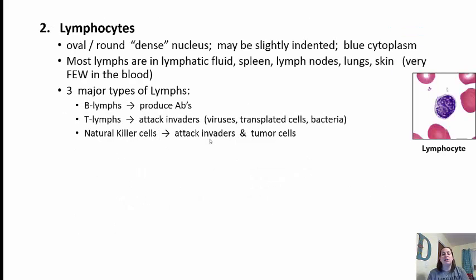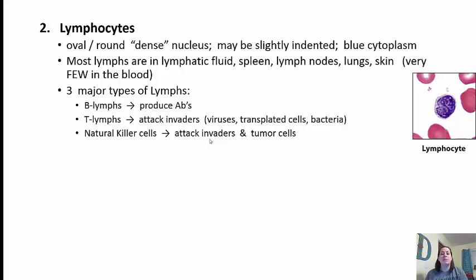The next group we're going to look at is the lymphocytes. Lymphocytes are the smallest white blood cells. They're oval and round, and they have a very dense nucleus. And if you'll notice, the nucleus takes up majority of the cell. The nucleus might be slightly indented, like you can see here. It also has a blue cytoplasm once stained. Most lymphocytes are in the lymphatic fluid, your spleen, your lymph nodes, your lungs, and your skin. There's actually not very many that should be found in the blood.